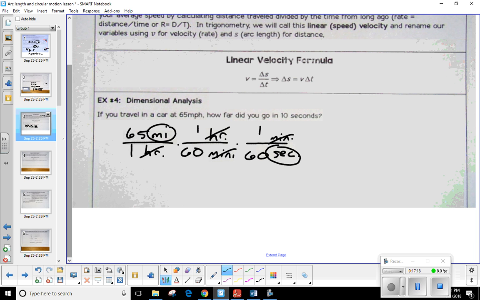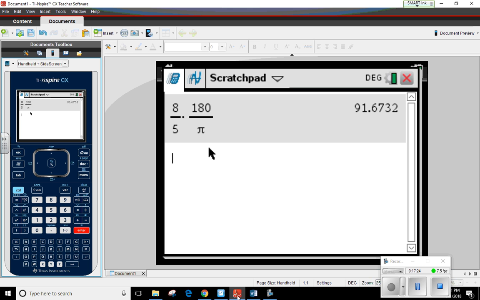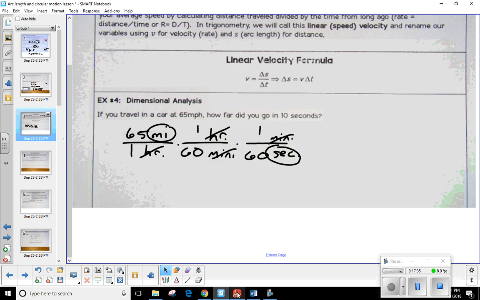So all I need to do is divide 65 by the product of 60 and 60, which is 3,600. So 65 divided by 3,600. I'm getting about 0.018 miles per second. So about 0.018 miles per second.